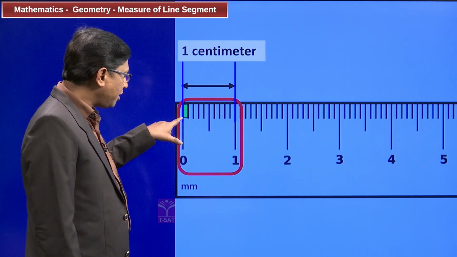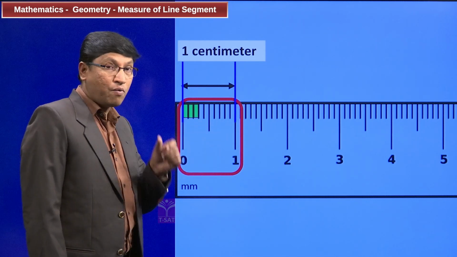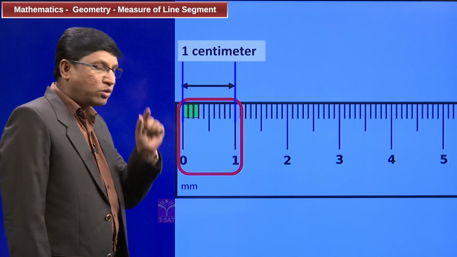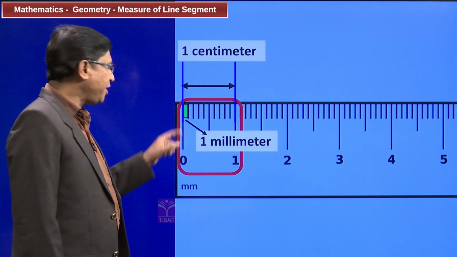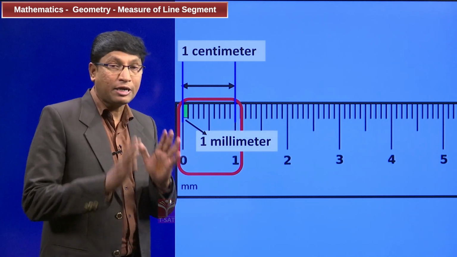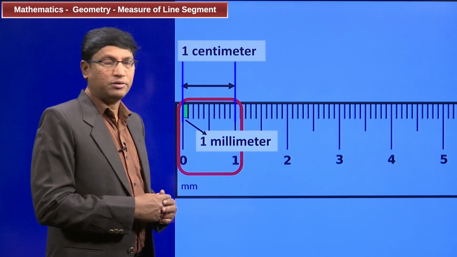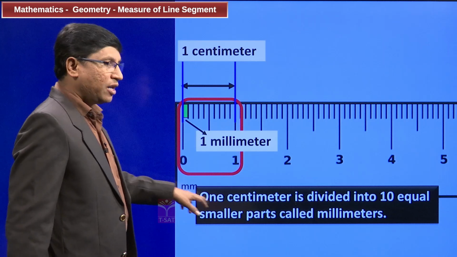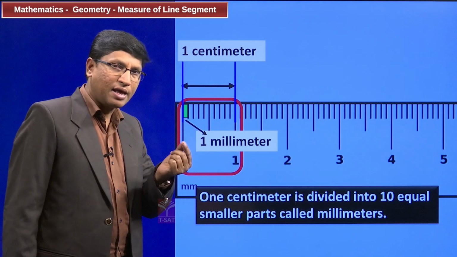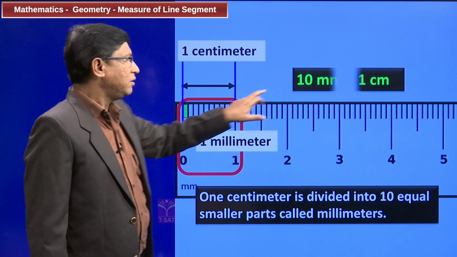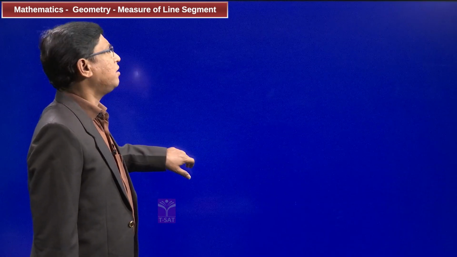Here you can see a small portion, again another portion, like that. There are 10 equal divisions or 10 equal parts. These 10 equal parts are usually called millimeters. That means 1 centimeter is divided into 10 equal parts and each equal part is called a millimeter. So 10 millimeters is nothing but 1 centimeter. So let us go for a higher unit, children.